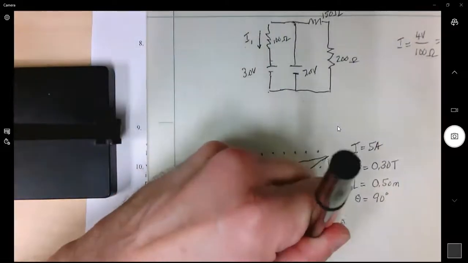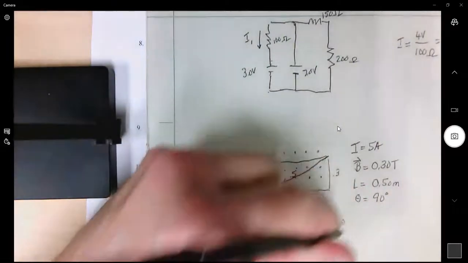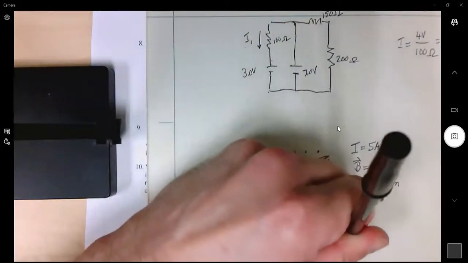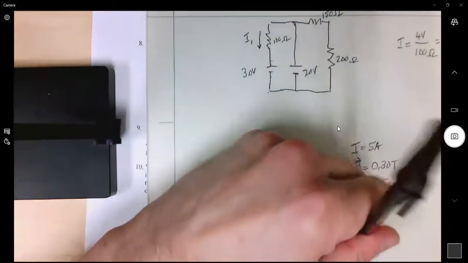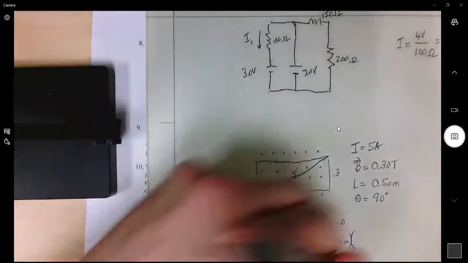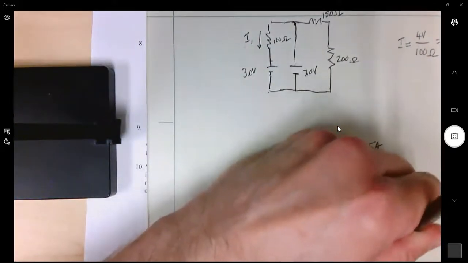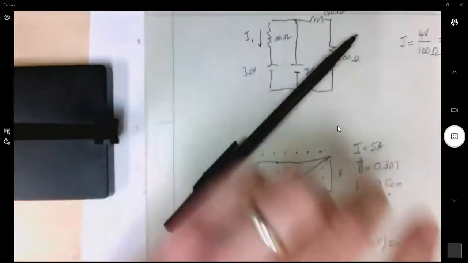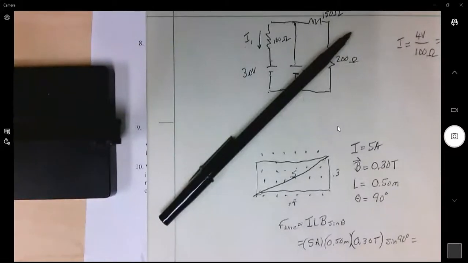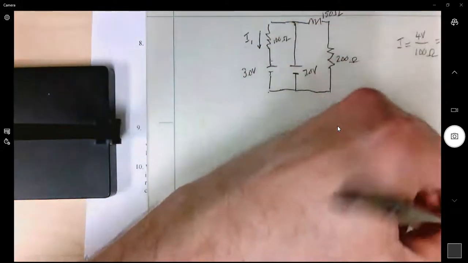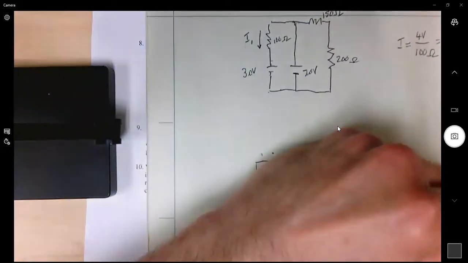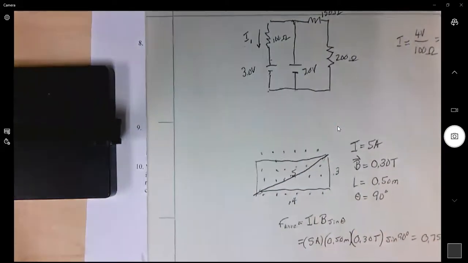So then we just put the current as 5 amps. The length is 0.5 meters, just on that segment of wire. The magnetic field is 0.3 Tesla, and sine 90 degrees is equal to 1. So I just take 5 amps times 0.5 meters times 0.3 Tesla, and that gives me 0.75 newtons as my force.